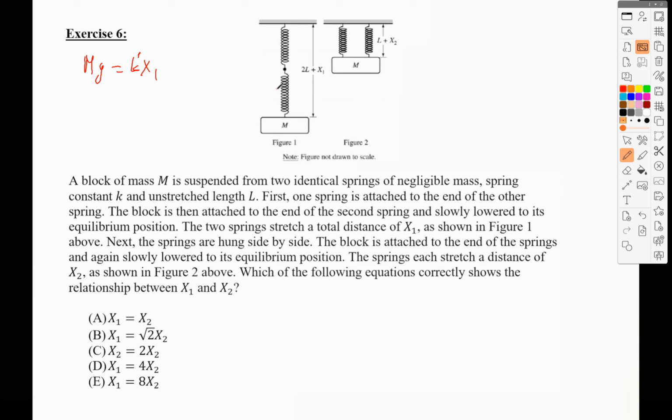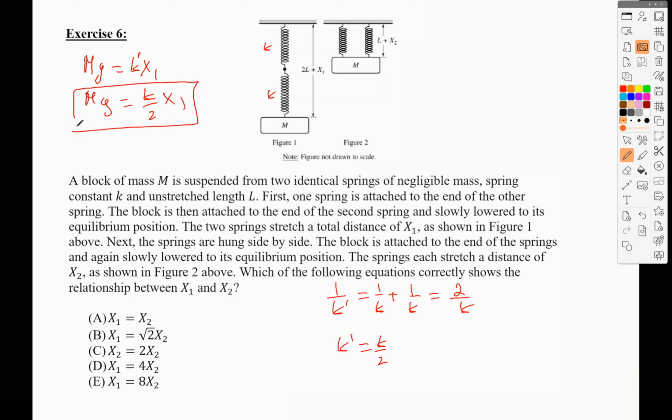If each spring has stiffness k, then k prime can be determined by the reciprocal sum: 1 over k prime equals 1 over k plus 1 over k, and that would be 2 over k. Then k prime is k over 2. Then the equation is mg equals k over 2 multiplied by x1. This is the first equation.